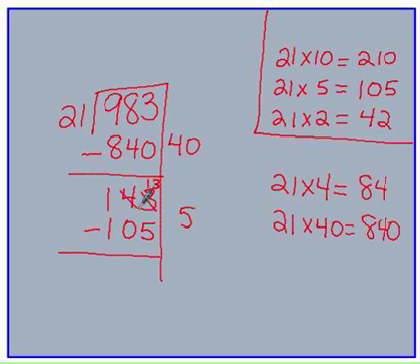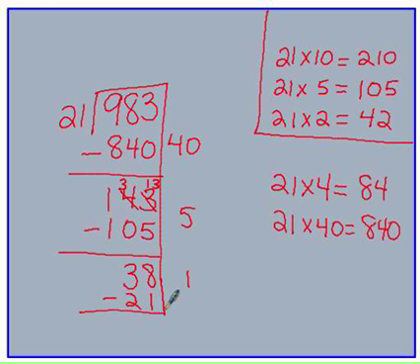Need to do some regrouping in order to subtract. 13 minus 5 equals 8. 3 minus 0 equals 3. And I'm left with 38. How do I know if I'm done? 38 is bigger than 21. That means I can make more groups of 21. When I look at my friendly equations, I see that 21 times 2 equals 42. That's too big. I don't have enough. So I can only make one more group of 21.